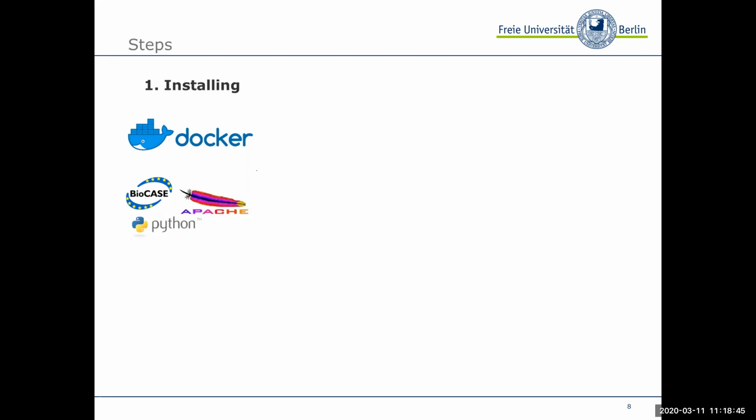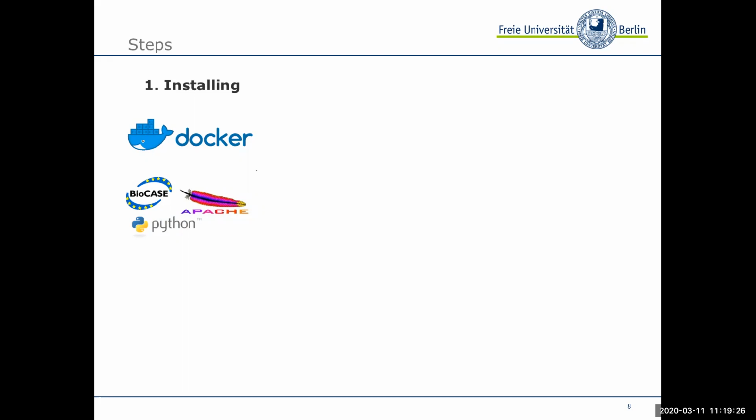Docker is basically an easy way of installing and deploying software, and it can be compared to the Windows installers that some of you might know. The difference is that Docker images, Docker containers, contain all the components that are required for a certain software. So in the case of BioCASe, the Python language, Apache, then Java, all dependent libraries will be part of the BioCASe Docker image for installation.